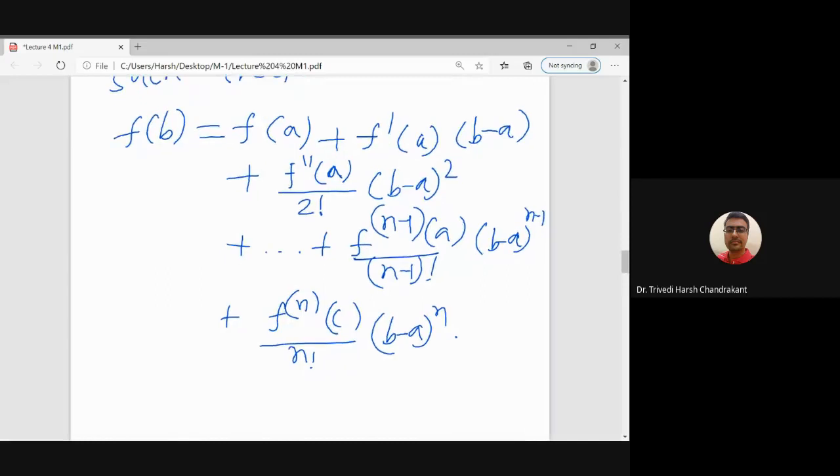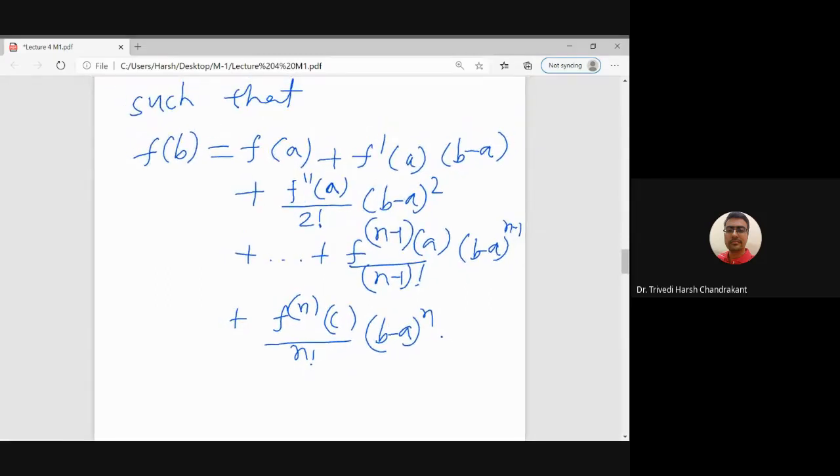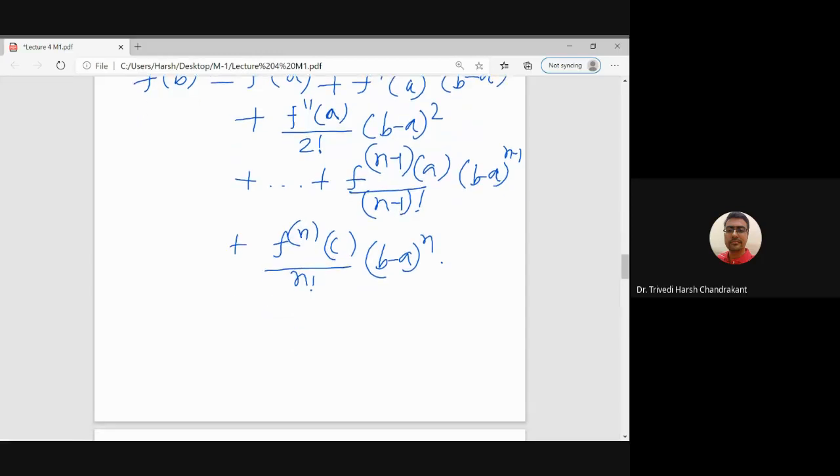So this is basically the mean value theorem for the nth derivative. So let's take one example of how these polynomials are useful. This example is regarding estimating the value of the square root function.